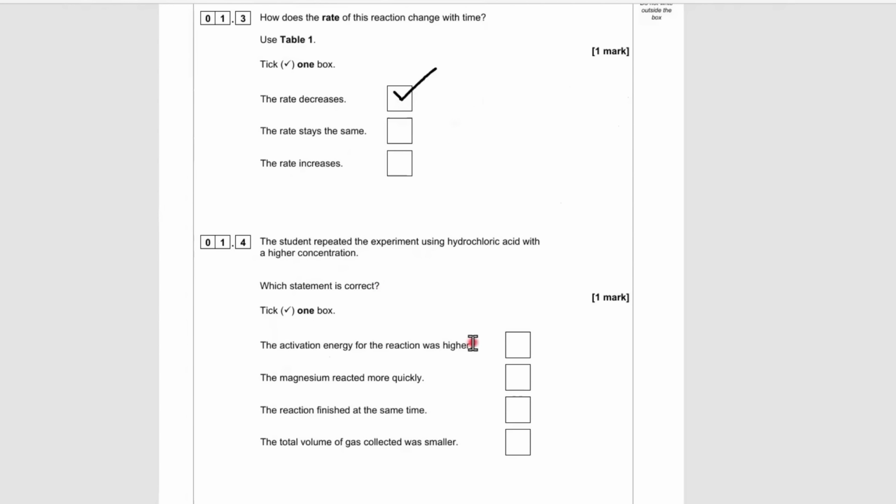So a student repeated the experiment using hydrochloric acid with a higher concentration. What's going to happen if you have a higher concentration?